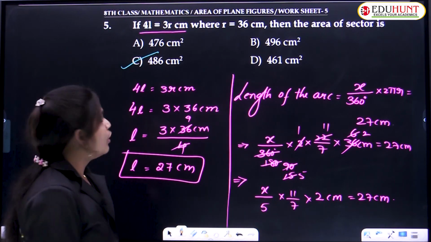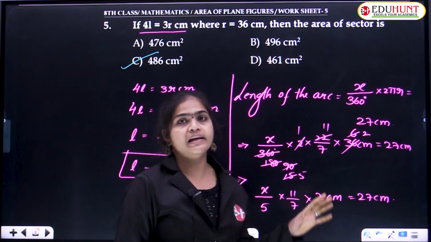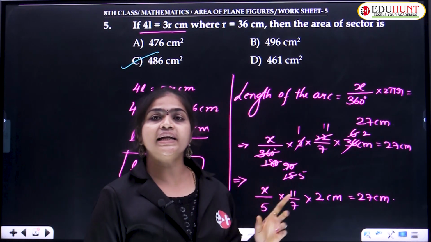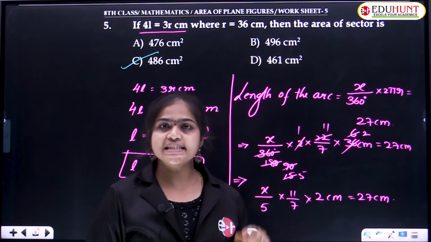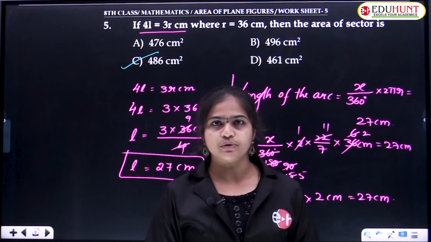Option C. Okay, children, up to here in this video we learned questions 1 to 5. Totally 10 questions are there. Questions 1 to 5 we learned in this video. Next, questions 6 to 10 we will discuss in the next video. Okay, thank you all.